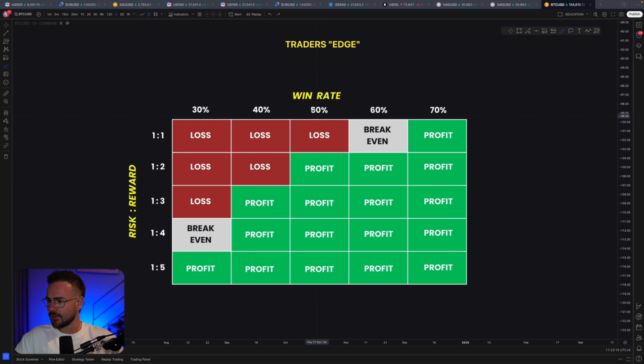So obviously we want to be finding a system or an edge that gets us into this green area, okay? So you can see here that you can actually have a lower strike rate, 30%, but it means that your average winner needs to be massive. Okay, it needs to be 5 times, right?